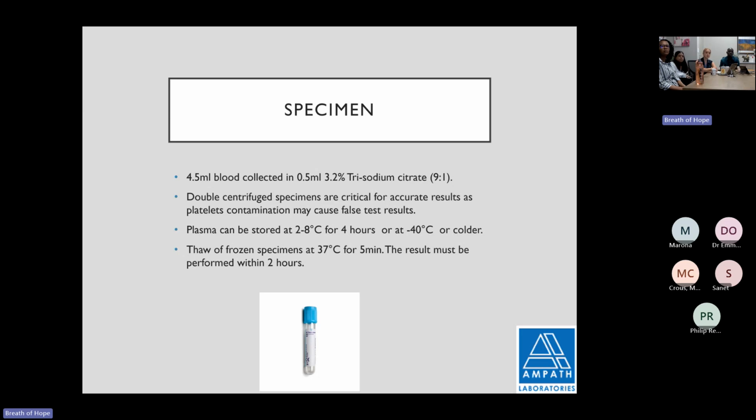So what we need for von Willebrand is just a citrate tube. What we do in the lab when we receive the citrate tube is we centrifuge the specimen, and this is just to make sure that the platelets won't activate the von Willebrand factor in your plasma. And we need to store it at 2 to 8 degrees for 4 hours, if longer at minus 40 degrees. The reason for this is if your sample maybe froze during the transport system, it will affect your von Willebrand factor levels, because the von Willebrand is a very large molecule. It will precipitate and will give you false results.